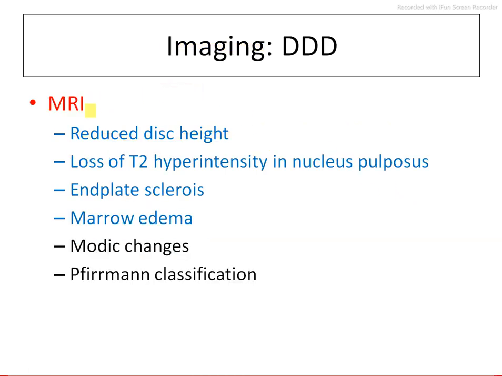MRI is another step in investigation, in which you can again see reduced disc height, loss of T2 hyperintensity in the nucleus pulposus, and end-plate sclerosis. You can see marrow edema because of inflammation going on there. And there are two terms, Modic changes and Pfirrmann's classification. We will be learning these two things in more detail.